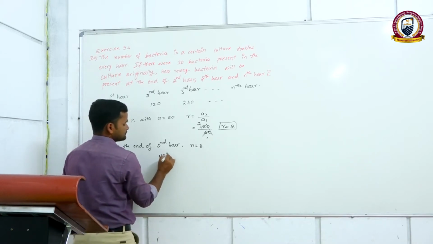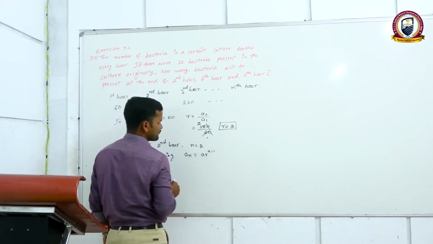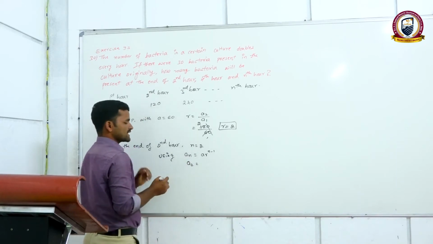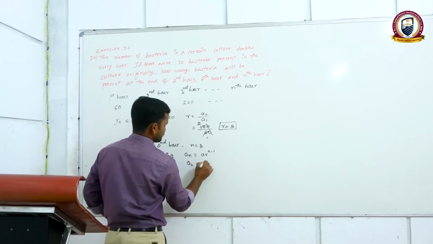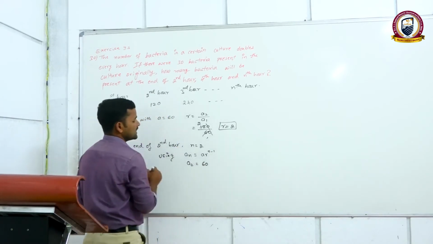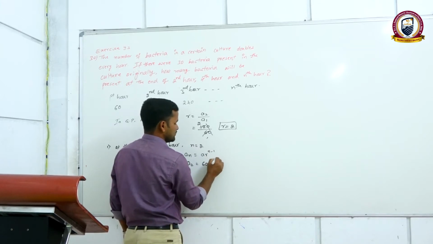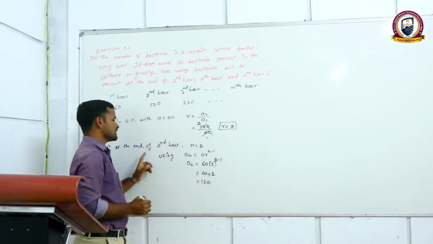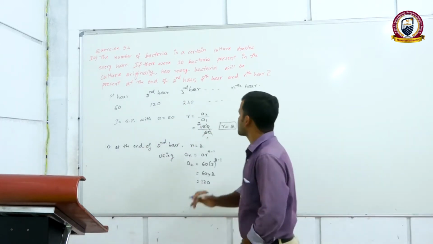Using the formula, An is equal to A into R to the power of n minus 1. At the end of second hour, A2 is equal to, A is 60, and R is 2 to the power of n minus 1, means 2 minus 1. 60 into 2 is 120. At the end of second hour, 120 bacteria will be there in the culture.